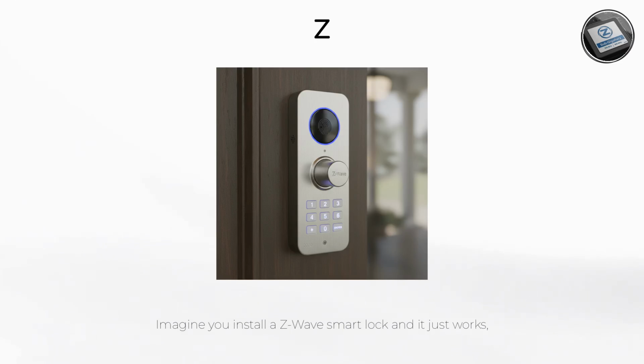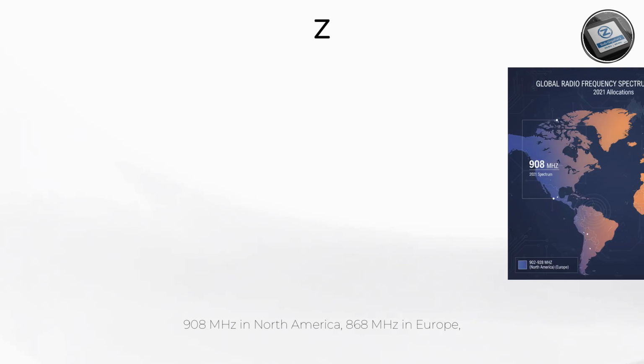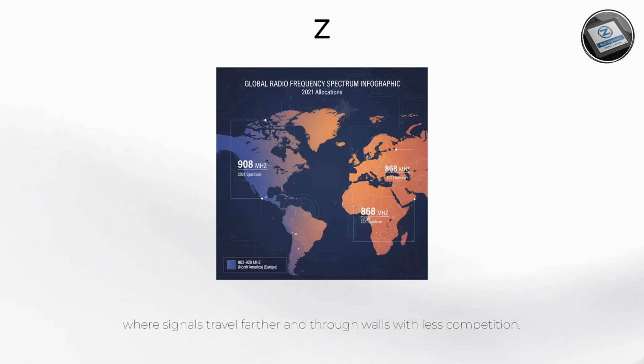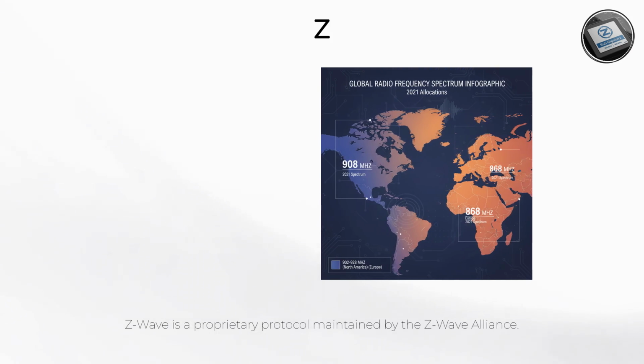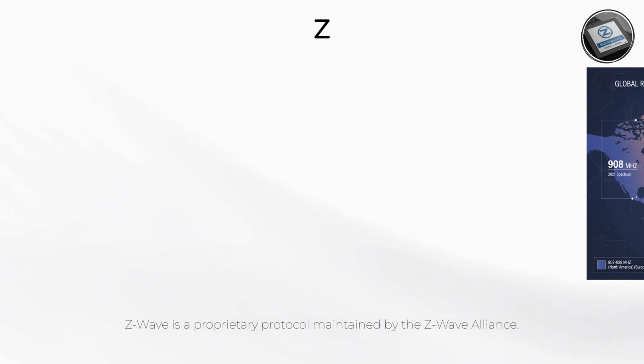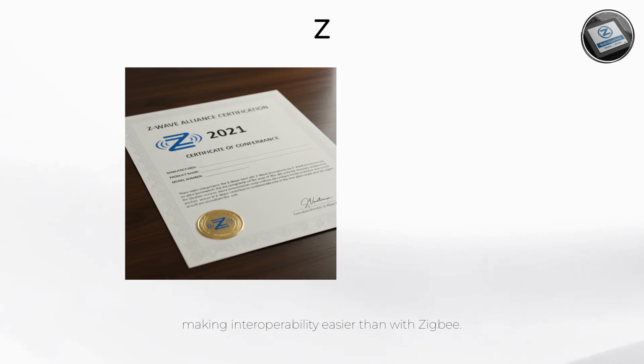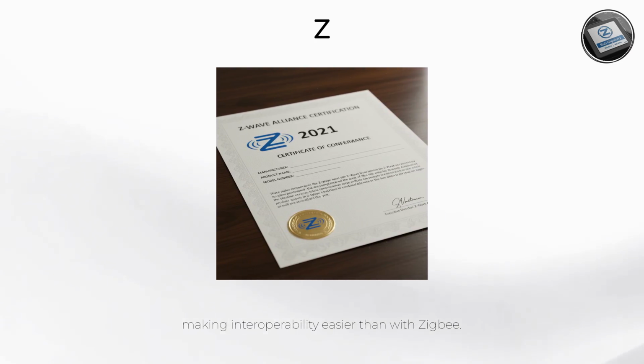Z-Wave. Imagine you install a Z-Wave smart lock and it just works, even when your router sits in the basement. That reliability springs from Z-Wave's use of sub-gigahertz spectrum, 908 MHz in North America, 868 MHz in Europe, where signals travel farther and through walls with less competition. Z-Wave is a proprietary protocol maintained by the Z-Wave Alliance. Certified devices speak the same base language, making interoperability easier than with Zigbee.